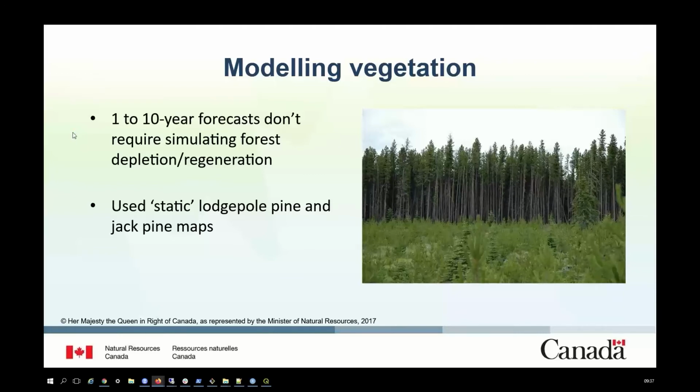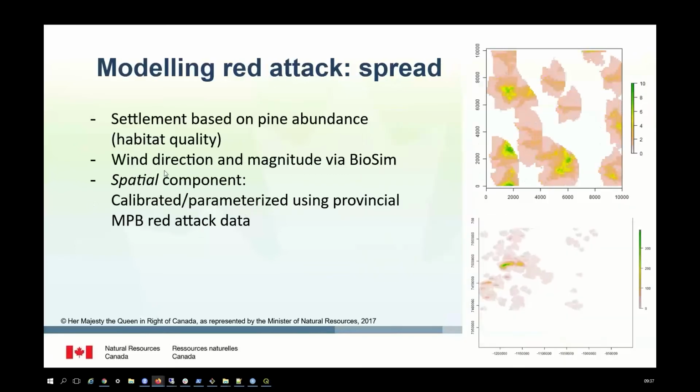To model the vegetation, I mentioned previously we were using the lodgepole pine and jack pine maps from the 2019 risk assessment. Because we're just forecasting fairly short term into the future, between 1 and 10 years, these simulations don't require that we fully capture the forest depletion and regeneration dynamics. As a simplification of the model, because we're just looking a few years out, we don't explicitly incorporate those dynamics.